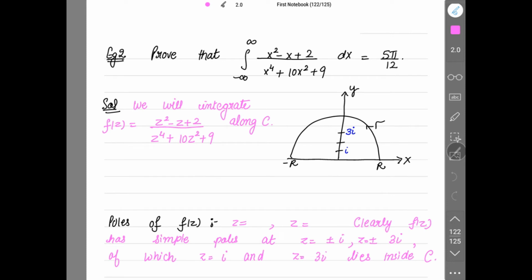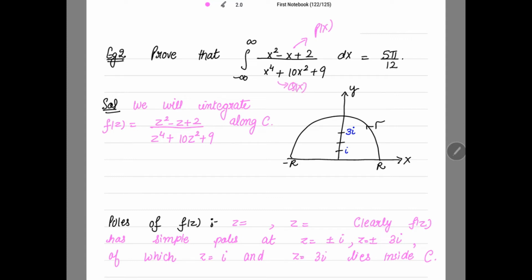Next example is, prove that the integration from minus infinity to infinity of x square minus x plus 2 over x to the power 4 plus 10x square plus 9 dx is equal to 5 pi over 12. Now here there are two functions. Let's suppose this to be your p(x) and this is your q(x).